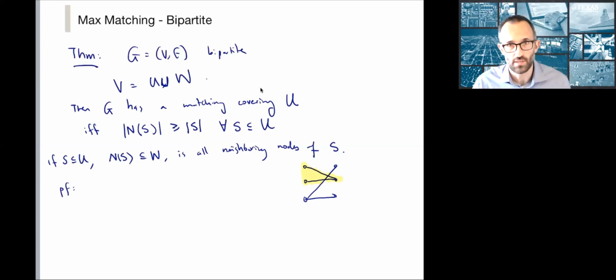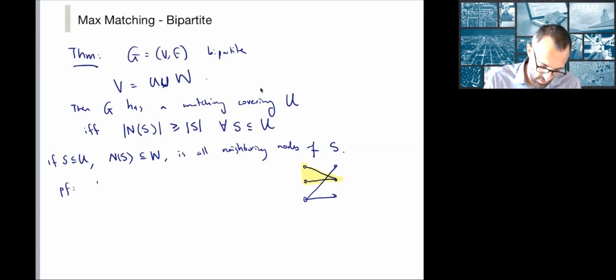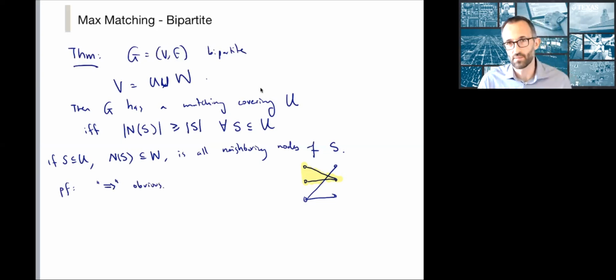One direction, of course, is clear. So this direction is obvious. Namely, if G has a perfect matching covering U, then we can't have the cardinality of N(S) being strictly less than that of S. And just for the proof, look at whatever the maximum matching is, and the size of N(S) has to be at least the size of S.